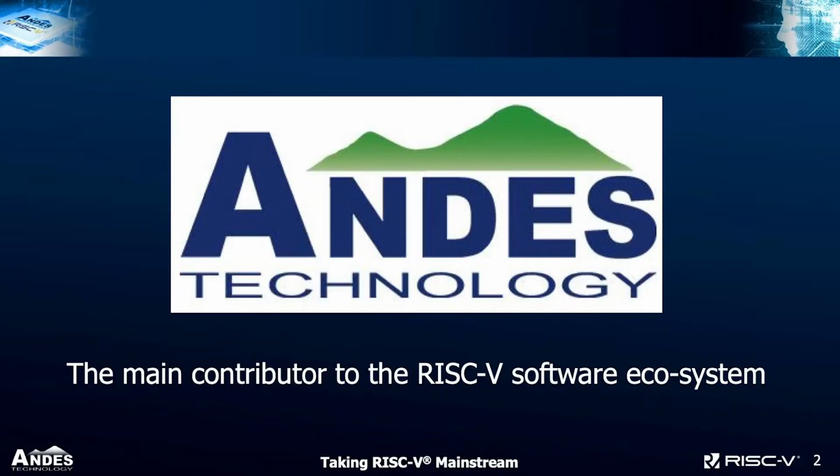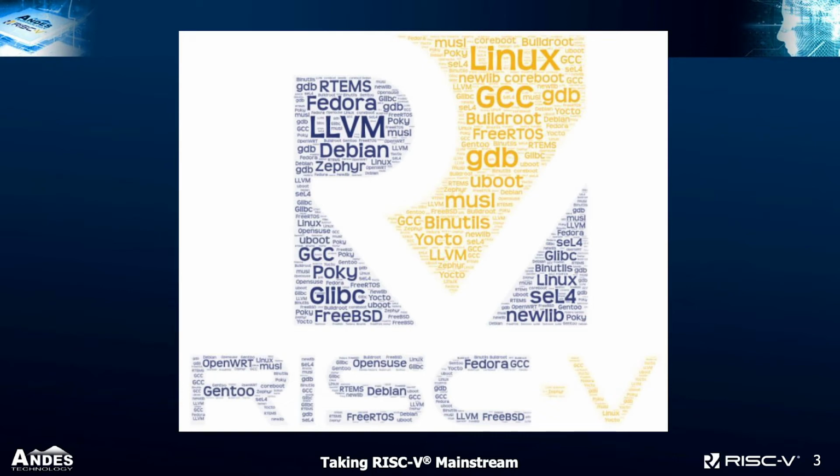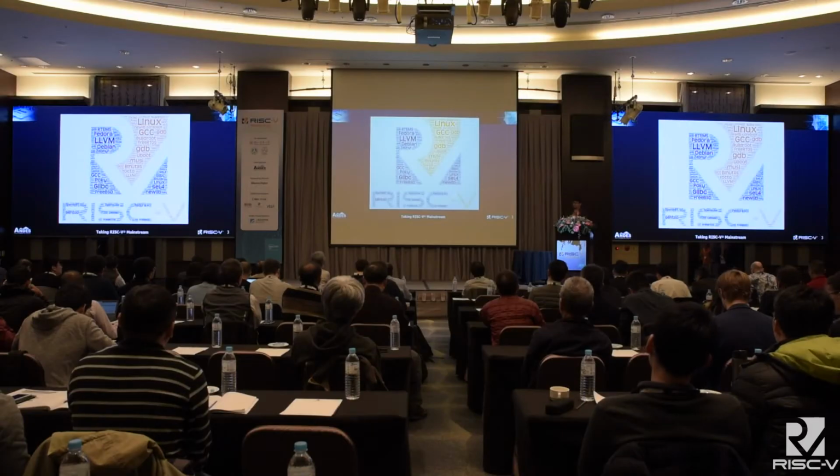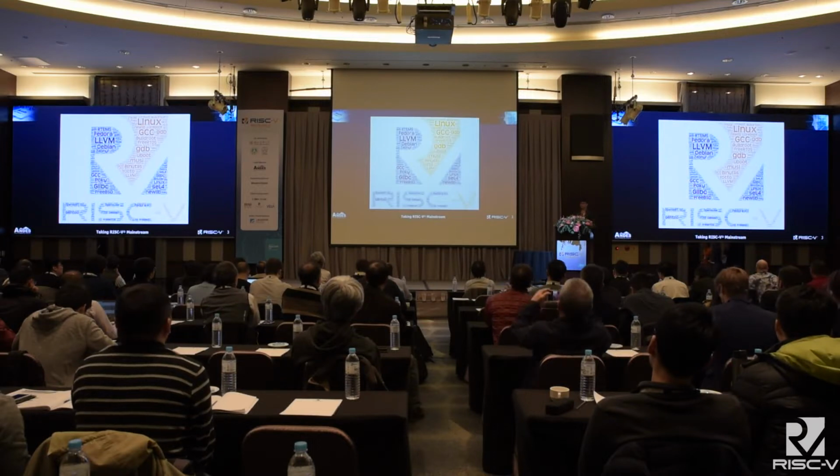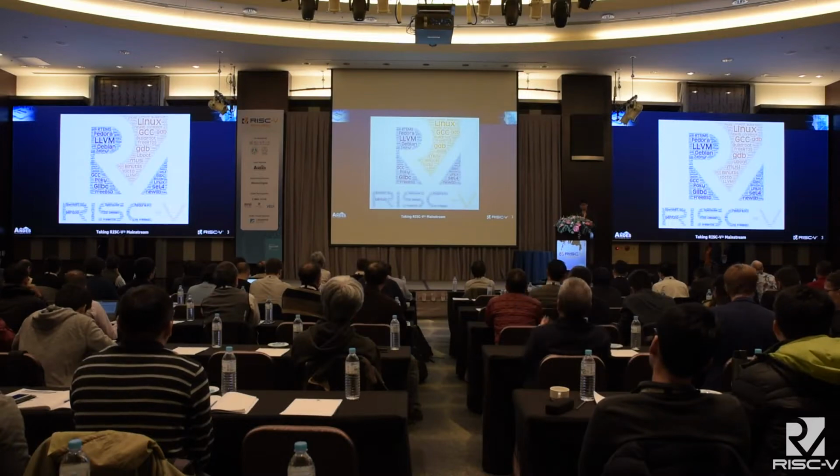RISC Technology is one of the main contributors to the RISC-V software ecosystem. We contribute to several software projects for RISC-V, such as the toolchain and the Linux kernel. The RISC-V open source software ecosystem continues to advance over the past year, and many projects were upstreamed. However, upstream does not mean complete. There is still a lot of work to do. So today I will talk about what's new in the past year.